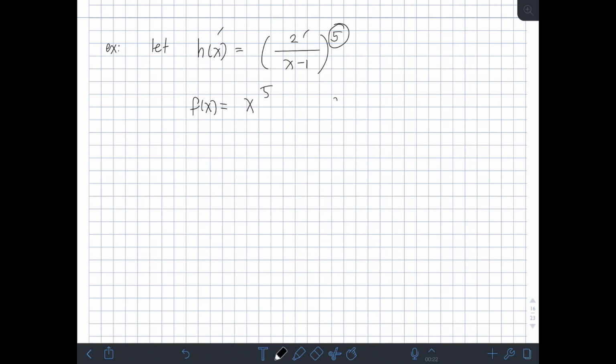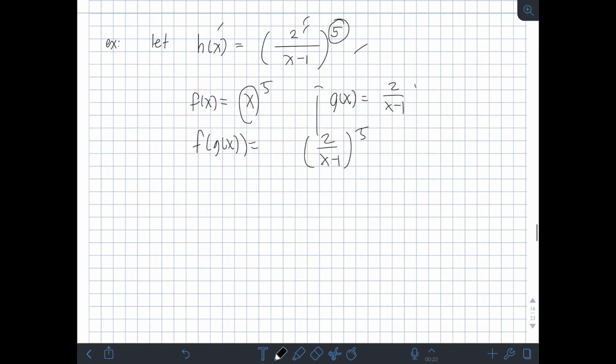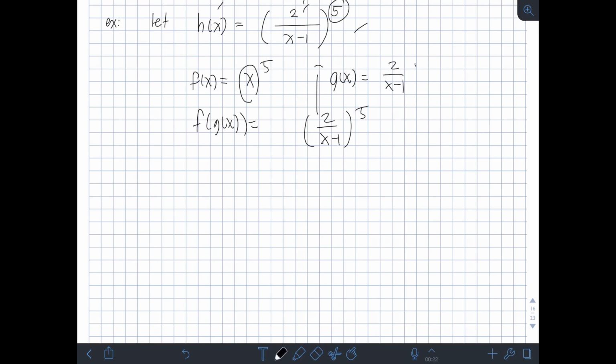And then, let g of x natin is itong inside na 2 over x minus 1. Para pag sinubstitute natin na f of g of x, equal siya ngayon dito, kasi papalitan natin itong x ng g of x na (2 over x minus 1) quantity raised to 5. So equal na siya dito. So, applying uli yung chain rule, we have derivative muna natin itong f of x.